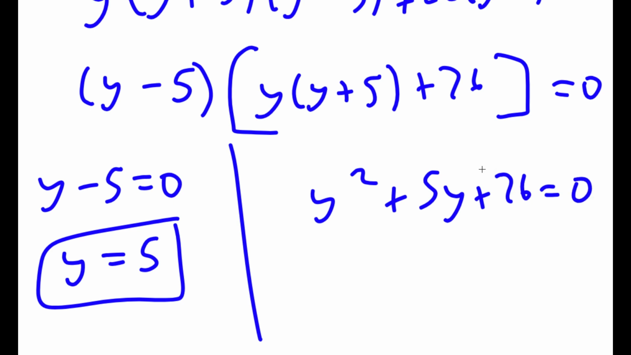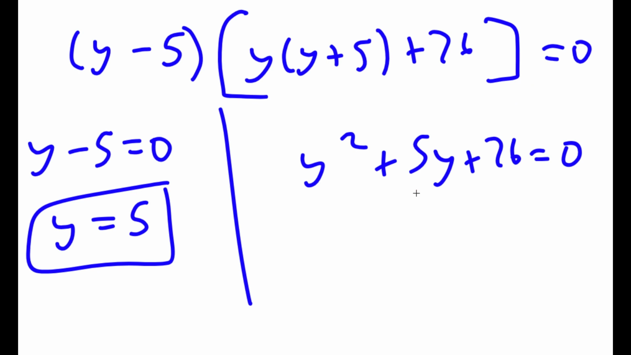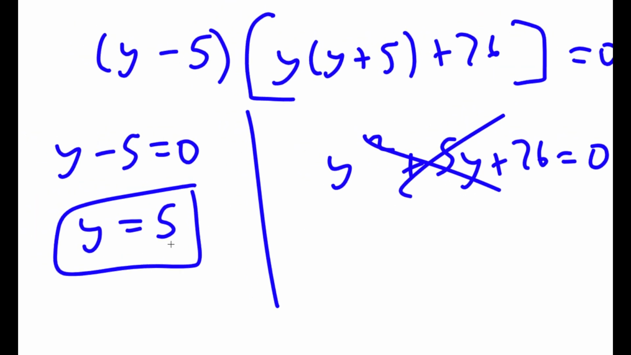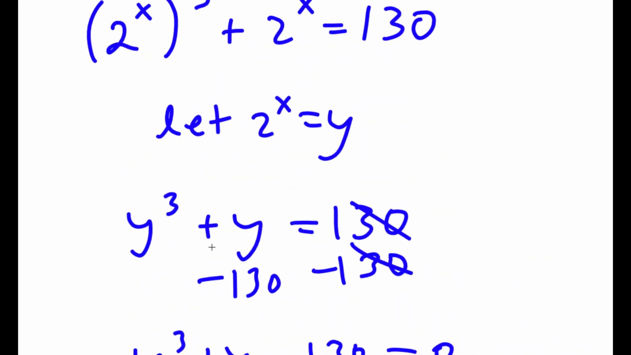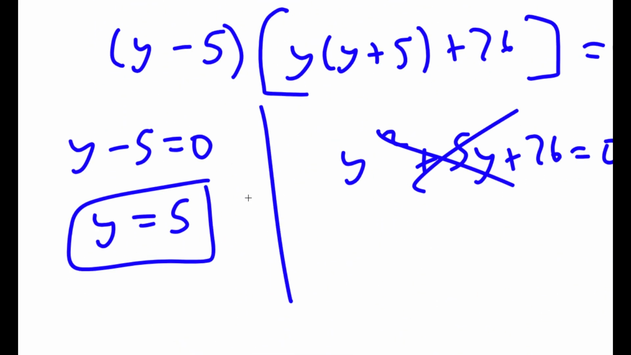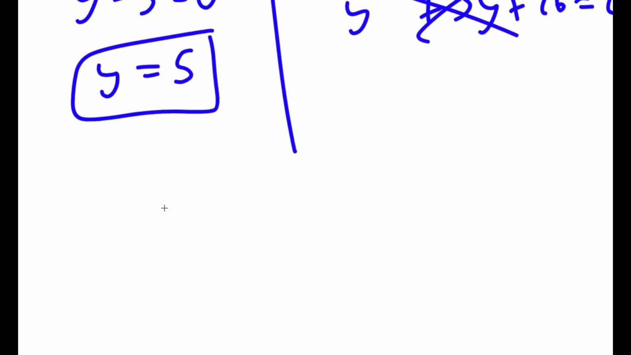And to solve this, we actually have to use the quadratic formula, and I'm not going to waste your guys' time by doing it, but if you do end up doing it, it actually won't work because you get the square root of a negative number, and you can't take the square root of a negative number. So we are left with y equals 5, and remember how we let 2 to the power of x equal to y. So this means that 2 to the power of x is equal to 5.